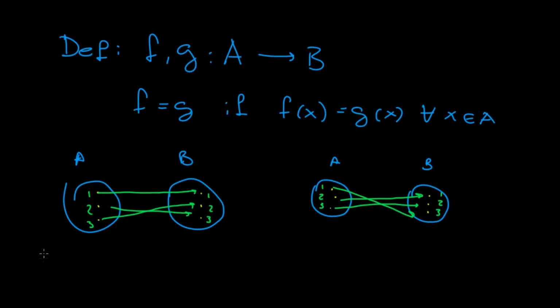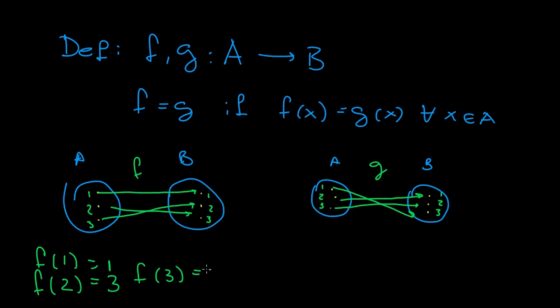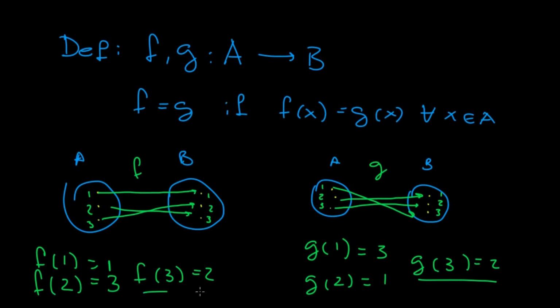So for this example, this is f, and this is g. I have f of 1 equals 1, f of 2 equals 3, and f of 3 equals 2. And for g, I have g of 1 equals 3, g of 2 equals 1, and g of 3 equals 2. So yes, g of 3 equals 2, f of 3 equals 2, so they're the same.